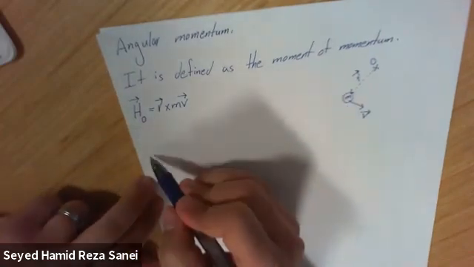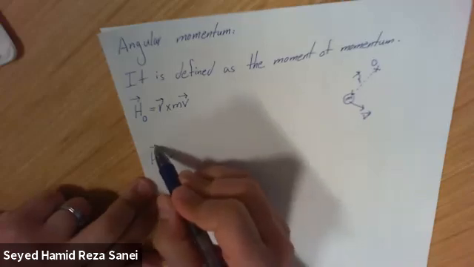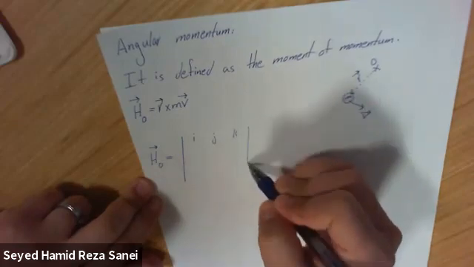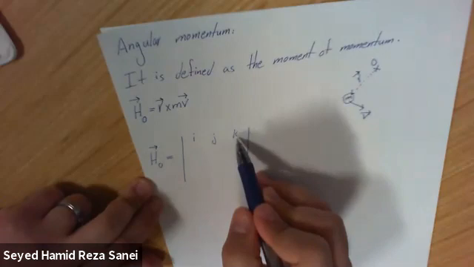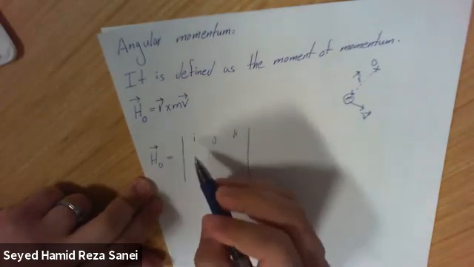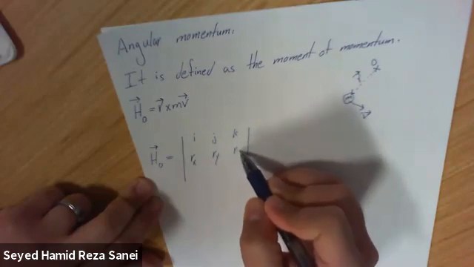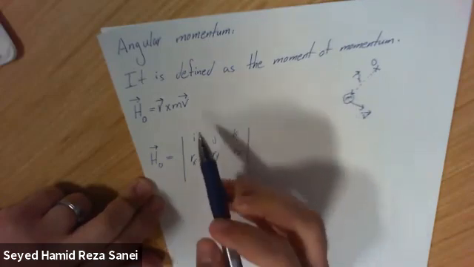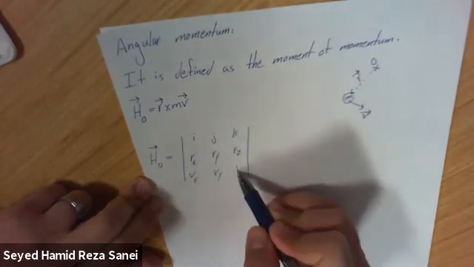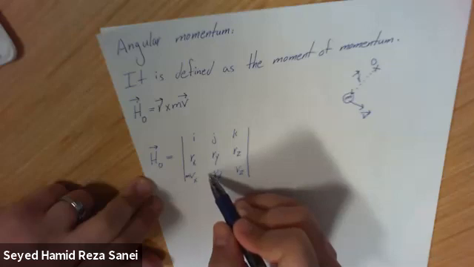So if we want to write it in a cross product format, H_O is the determinant with first row i, j, k. The second row is the components of your first vector, which here is r: Rx, Ry, and Rz. The third row would be your second vector: Vx, Vy, and Vz. And there is mass as well, which is a scalar.